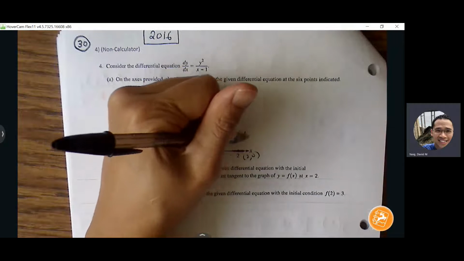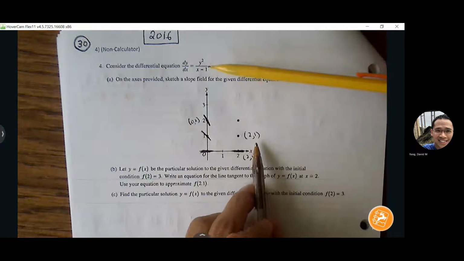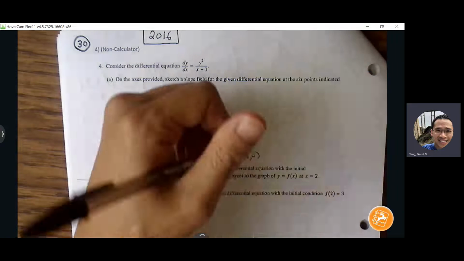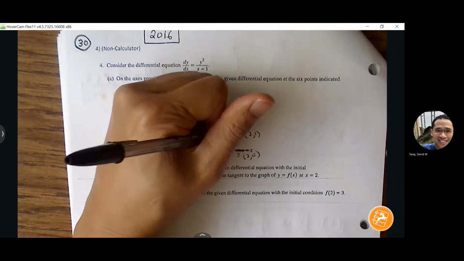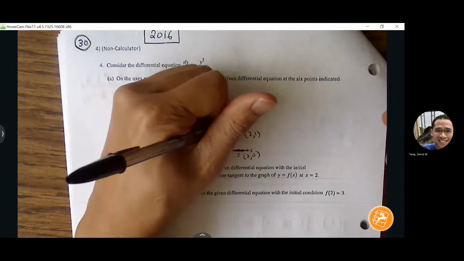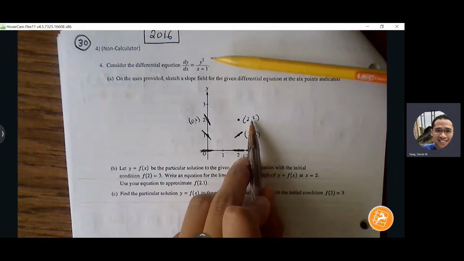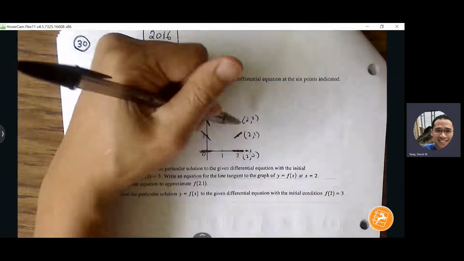Next up, 2, 1. So 1 squared over 2 minus 1, so 1 over 1 is 1, positive slope. Two in for x, 2 in for y, so 4 over 1, which is 4, positive slope.